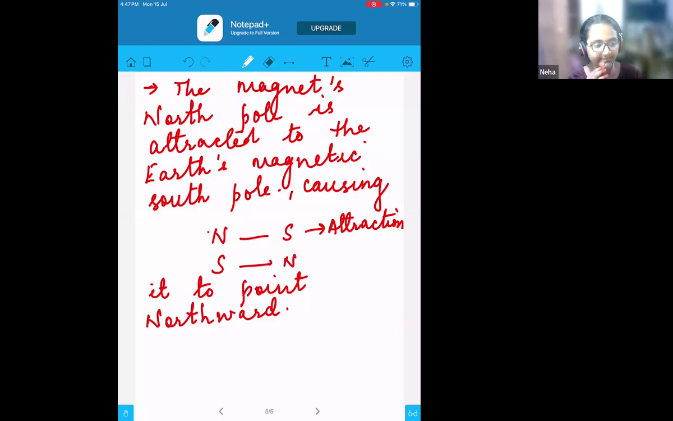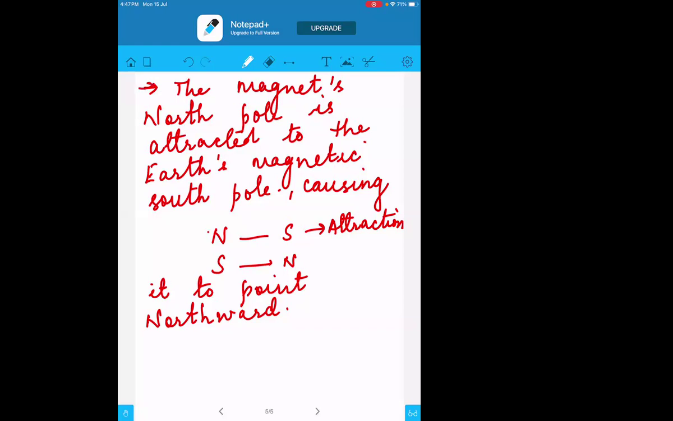Ma'am, is there really a bar magnet inside the Earth? See, nothing like that. It's an imaginary line, the axis.